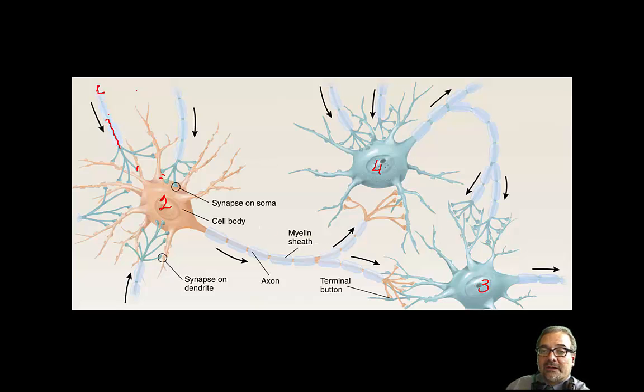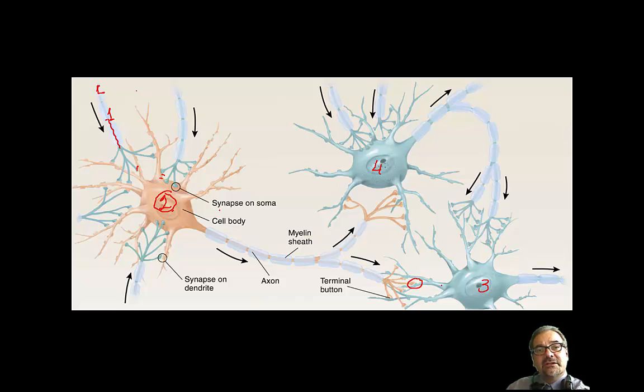Neuron number 1, in relation to neuron number 2, is the presynaptic neuron, and presynaptic just means it's before the synapse. It is the neuron that is providing the terminal buttons which will release the neurotransmitter, which then will signal down to the postsynaptic neuron, neuron number 2. However, neuron number 2 itself is presynaptic to neuron number 3, because it is providing the terminal buttons that then synapse on the dendrites of neuron number 3.